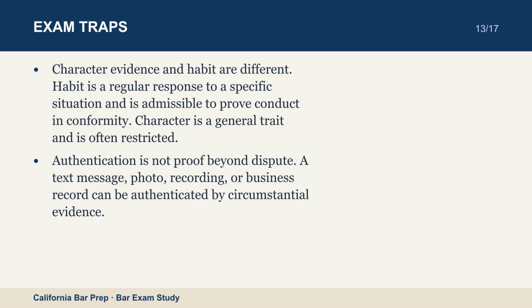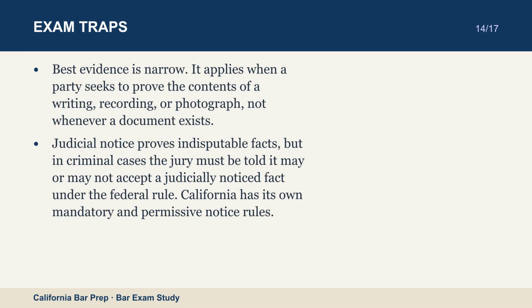Authentication is not proof beyond dispute. A text message, photo, recording, or business record can be authenticated by circumstantial evidence. Best evidence is narrow. It applies when a party seeks to prove the contents of a writing, recording, or photograph, not whenever a document exists. Judicial notice proves indisputable facts, but in criminal cases the jury must be told it may or may not accept a judicially noticed fact under the federal rule. California has its own mandatory and permissive notice rules.